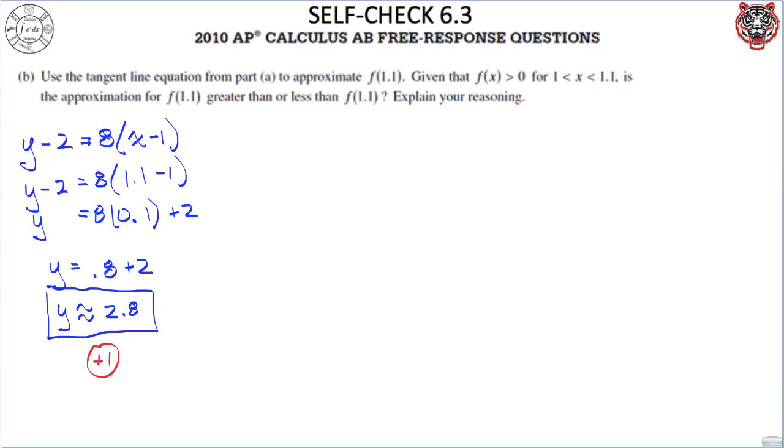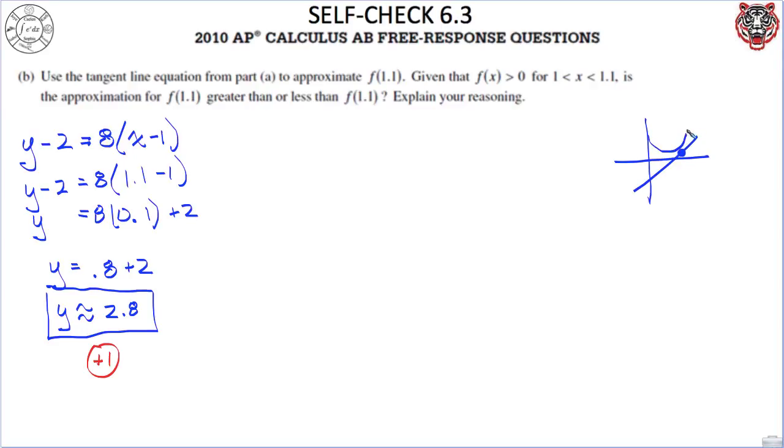The second part of this question is, given that f of x is greater than 0 between these 2 points, is the approximation greater or less than? How do we figure that out? This is kind of a throwback to a previous unit, but you have to find the second derivative. You kind of remember when we had a graph like this, say you had a line like that, a point here. If I had some second derivative, the concavity was positive.